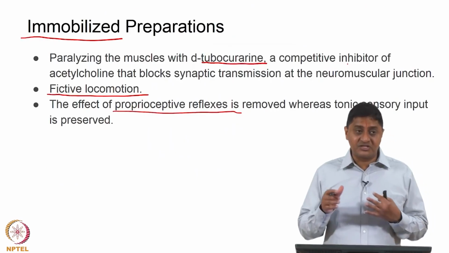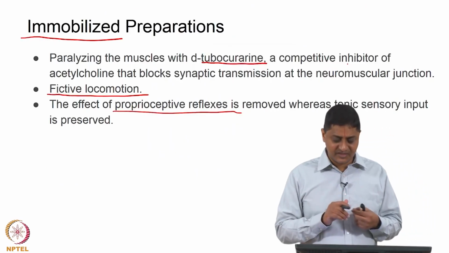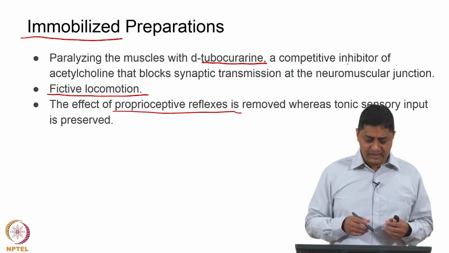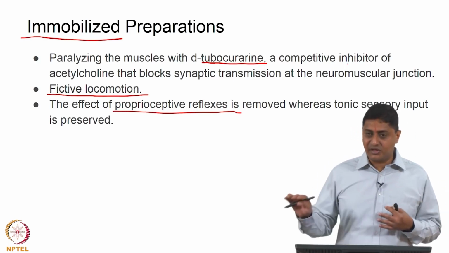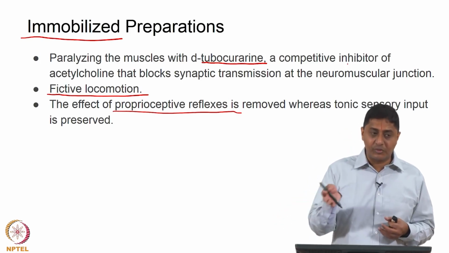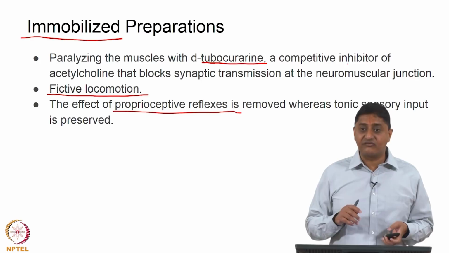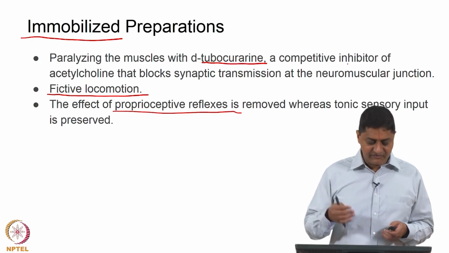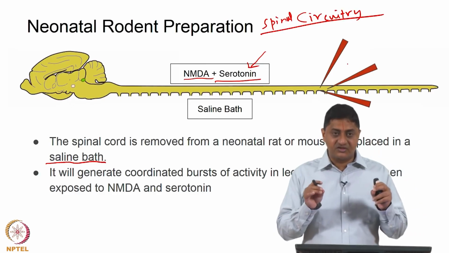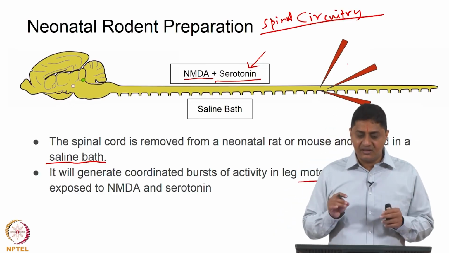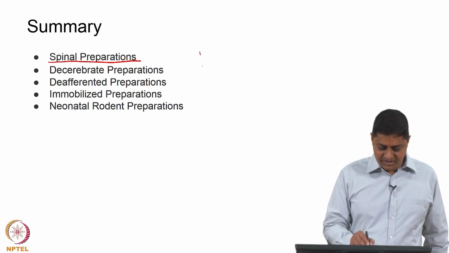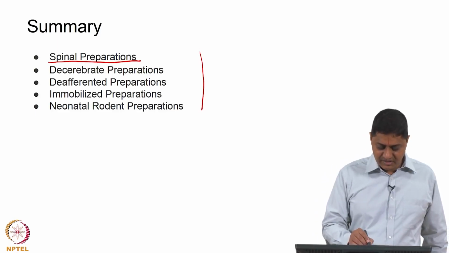And immobilized preparations: immobilization is induced through tubocurarine, which competes with acetylcholine and blocks the function of the neuromuscular junction. So, removing the proprioceptive inputs and causing a sort of locomotion that we call fictive locomotion. Then the neonatal rodent preparation, in which the spinal cord of a baby rat is kept in a saline bath. So, these are the various preparations that are used in various cases.